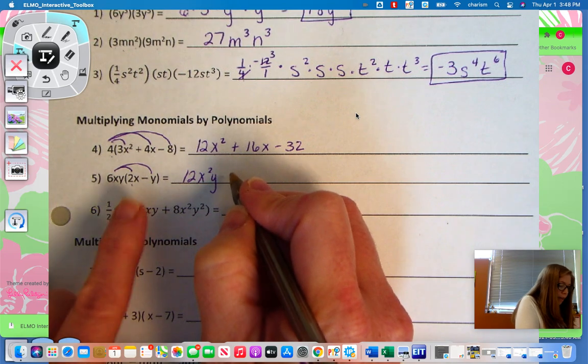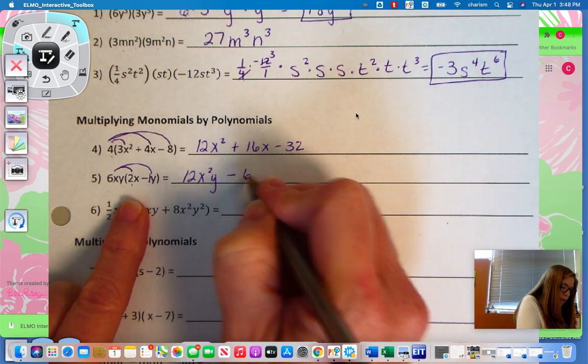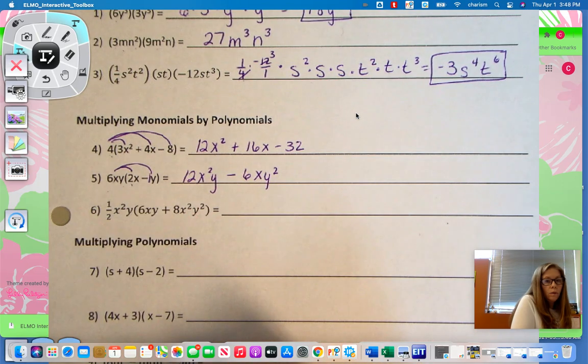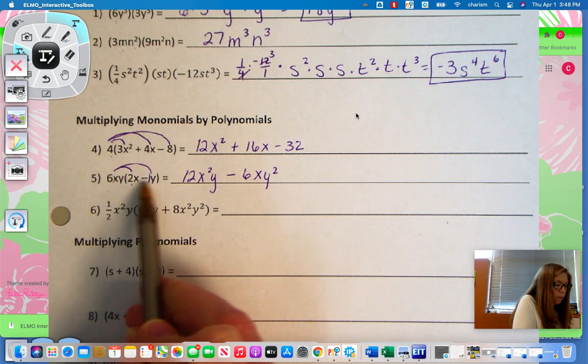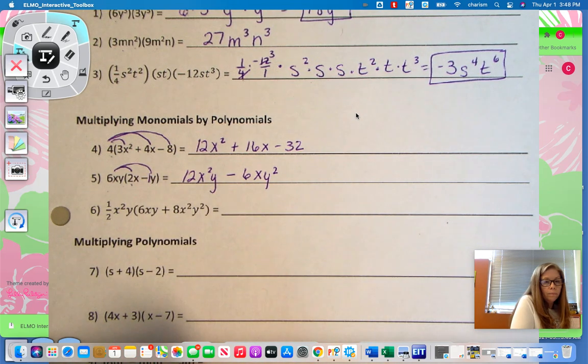So it's a negative, think of it as a negative 1 out in front here. So it's a negative 6xy squared, right? Y times y is the y squared. And notice again, we multiplied a binomial, so we end up with a binomial.